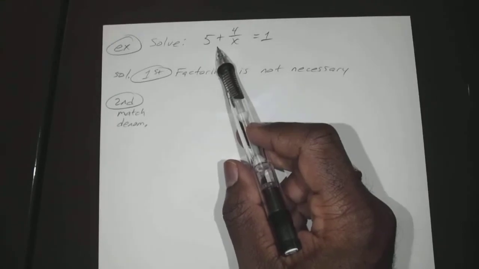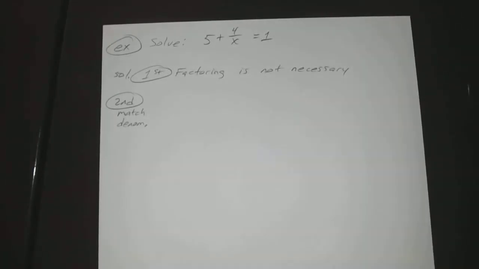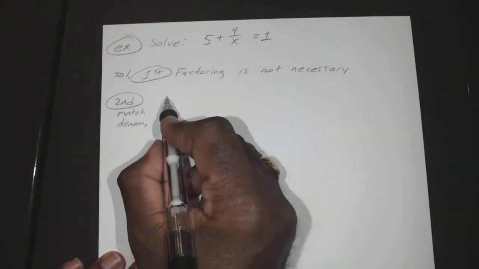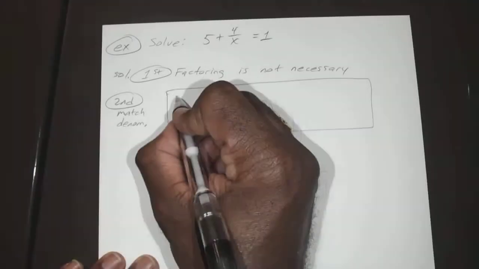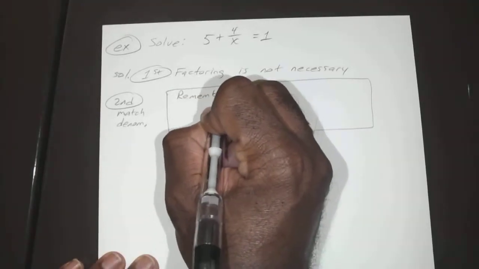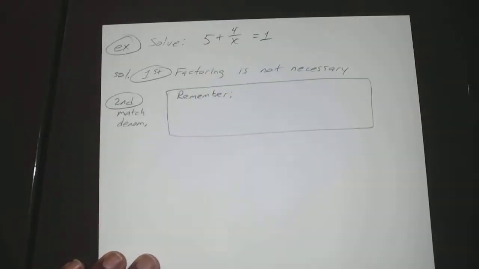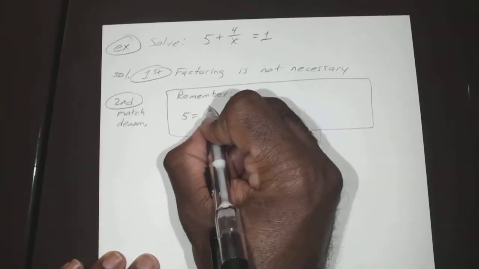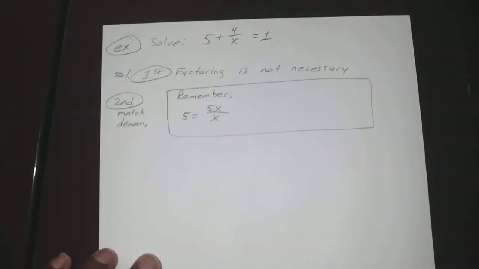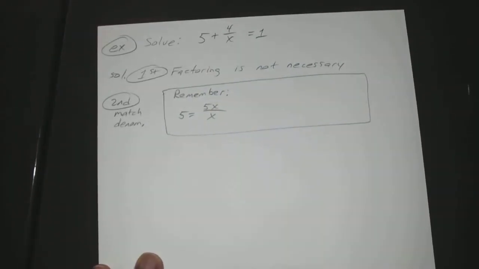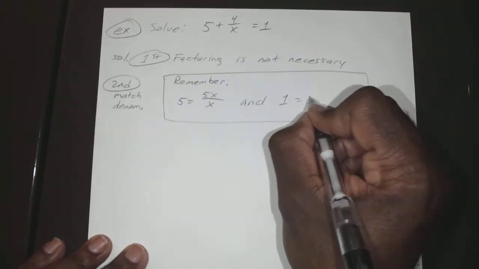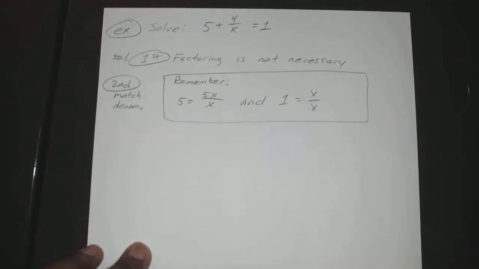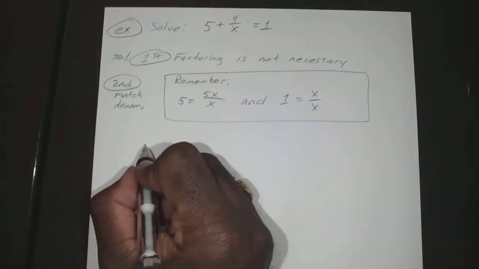Now our second step, we want to match our denominators. Now really, when you have whole numbers, those are the easiest problems to solve, because coming up with the least common denominator is really quick. All you have to do is remember that since this denominator is x, that 5 is just equal to 5x over x. You cancel out the x's, you just end up with 5. And 1, that's just x over x. So all you have to do is replace all of those.